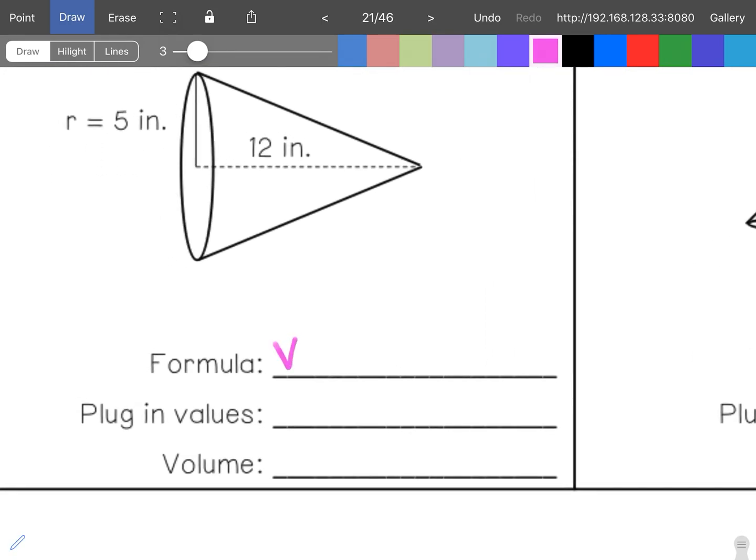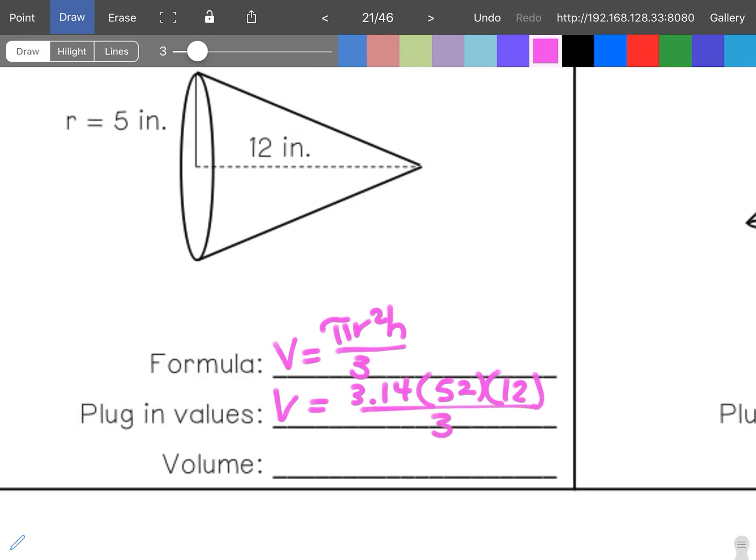So the formula, we're going to just rewrite that, is volume equals pi r squared H divided by 3. We're going to plug in our values. So volume equals pi is 3.14, the radius is 5 squared, the height is 12, divided by 3. And then you're going to type all of that into your calculator. And you get 314 inches cubed.